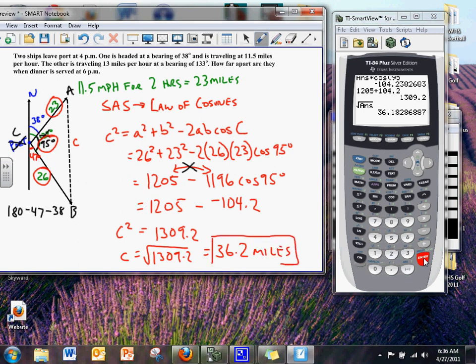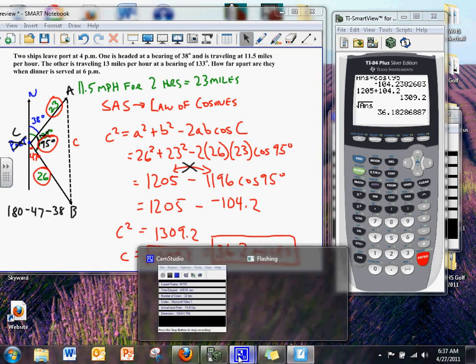All right, so there's my law of cosines example. That one's pretty straightforward. Setting up the diagram is the most important part. All right, I'm done.